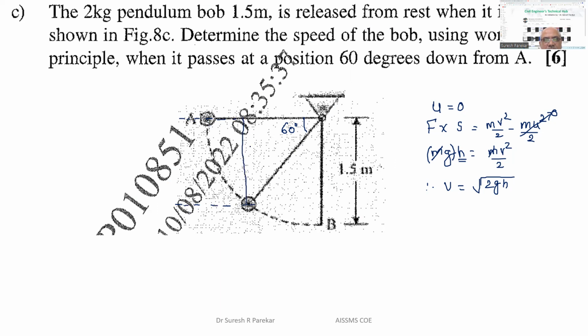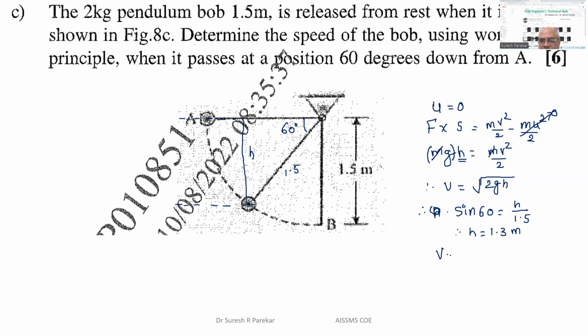So this will be h, and we have this as 1.5. So what will be the value of h? I will write sine 60 equal to h upon 1.5. From this we will get h equal to 1.5 sine 60, and that comes to 1.3 meters.